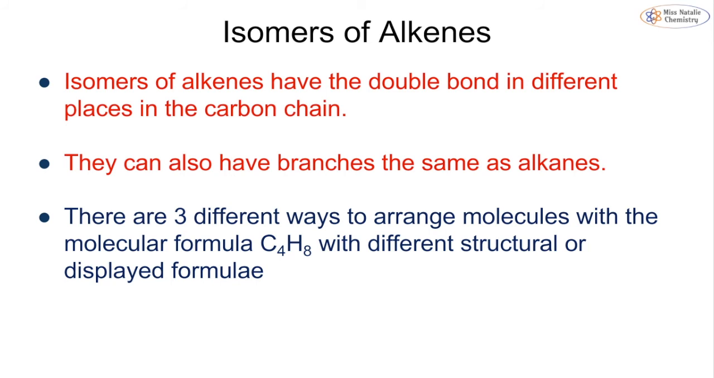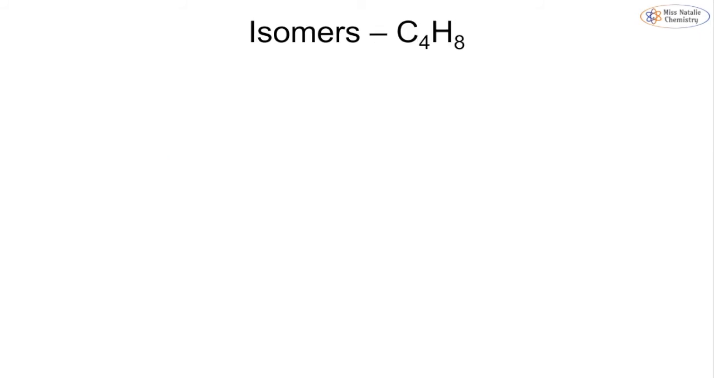Now we can also look at isomers of alkenes, and we'll go into a bit more detail about this when we go on to that particular topic, but the isomers of alkenes can have the double bond in different places, and as well as that they can also have branching the same way our alkanes can. So we can look at this time C4H8, and we can get 3 different structural formulas here.